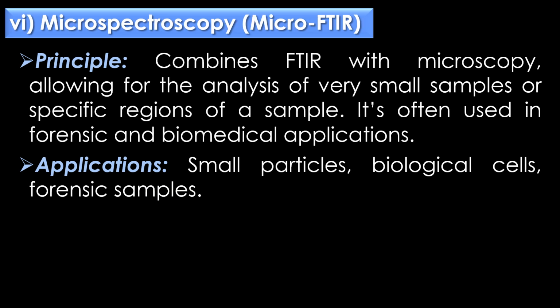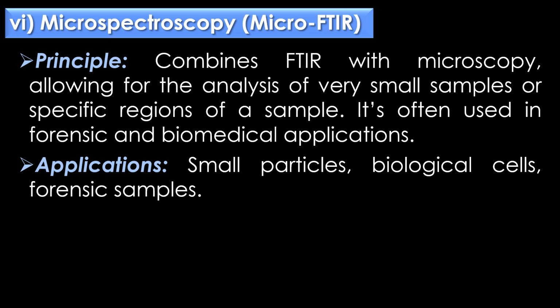The sixth type is microspectroscopy FTIR or micro FTIR. This micro FTIR technique combines FTIR with microscopy, allowing for the analysis of very small samples or specific regions of the samples. It is often used in forensic and biochemical applications. Regarding applications, this microspectroscopy FTIR is used for the analysis of small particles, biological cells, and forensic samples.